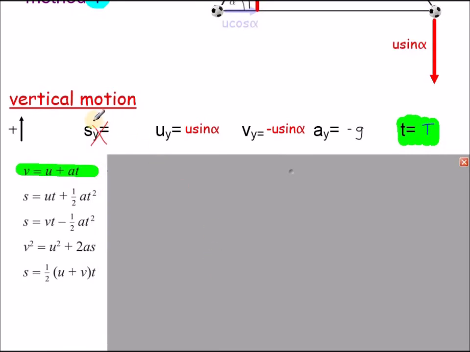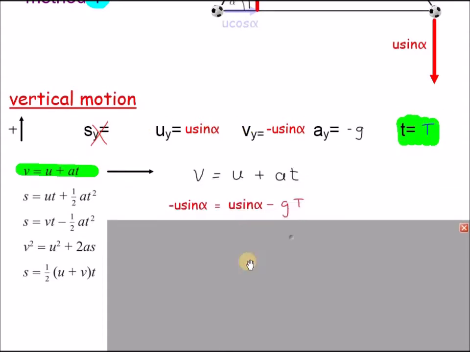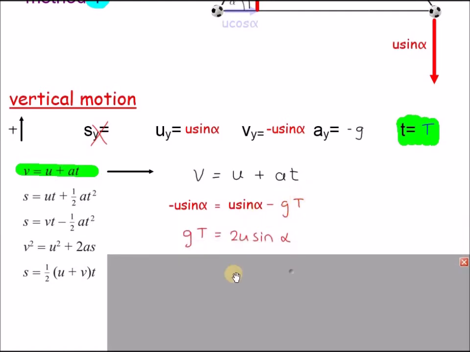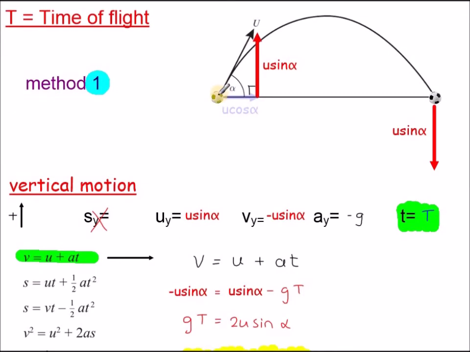Using SUVAT formulae, we're not interested in the displacement, so that's the formula without s. v equals u plus at. Substituting these values in gives us this. Rearrange to make t the subject. So this is the first formula. The time of flight, the time taken for the ball here to follow this path and hit the ground at this point.